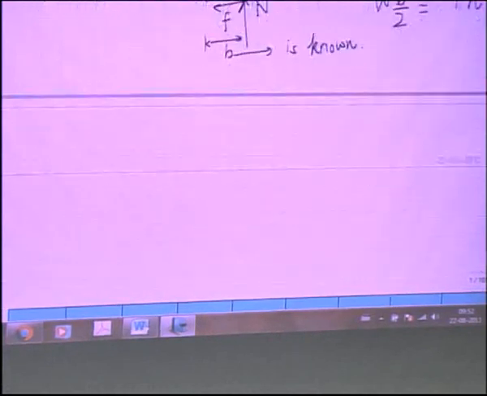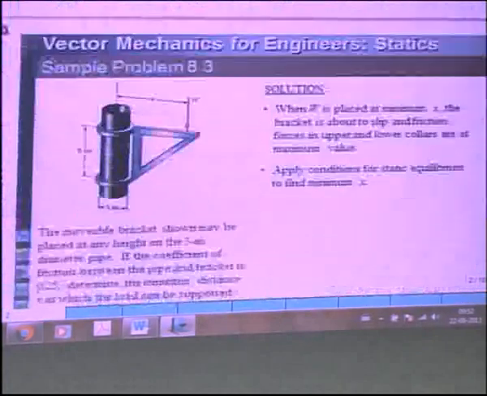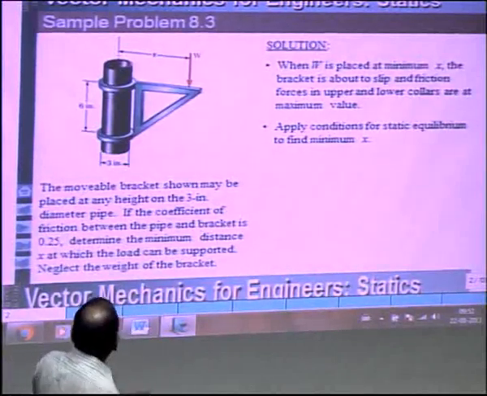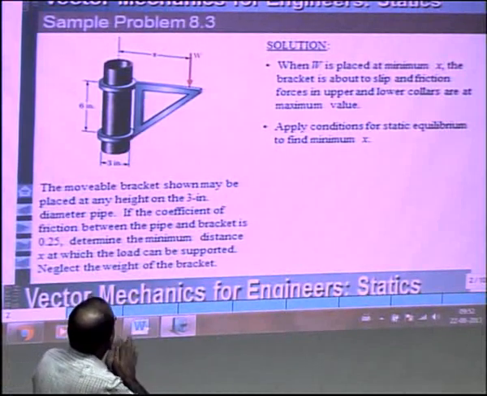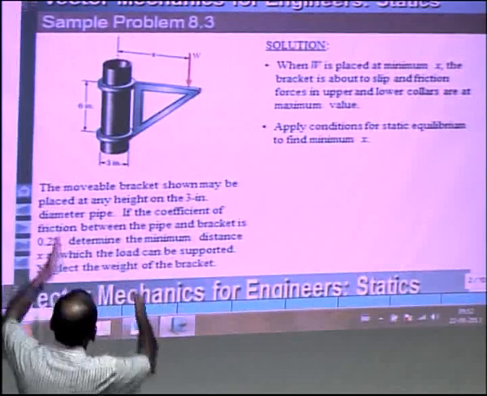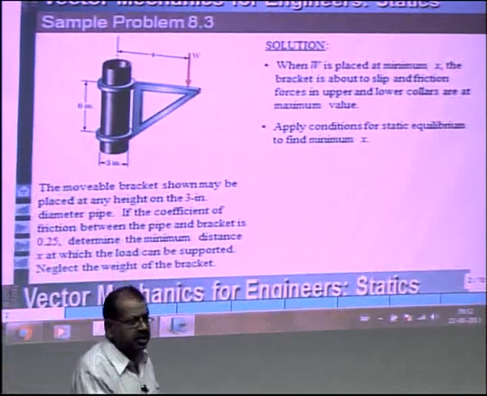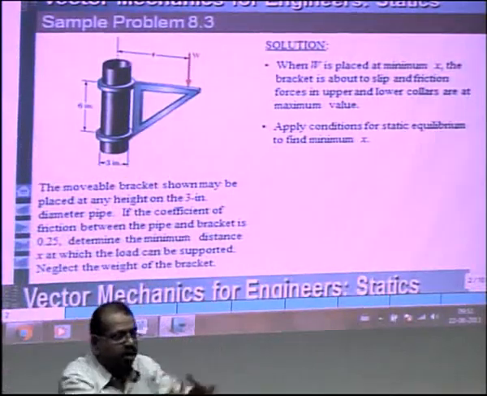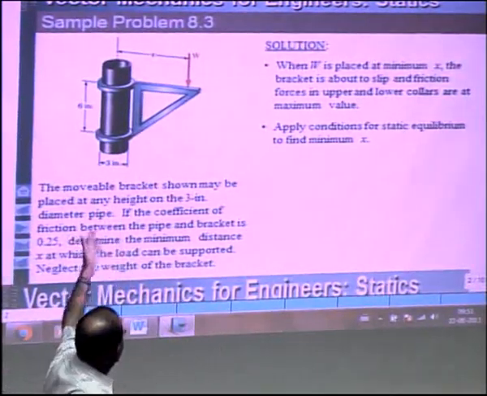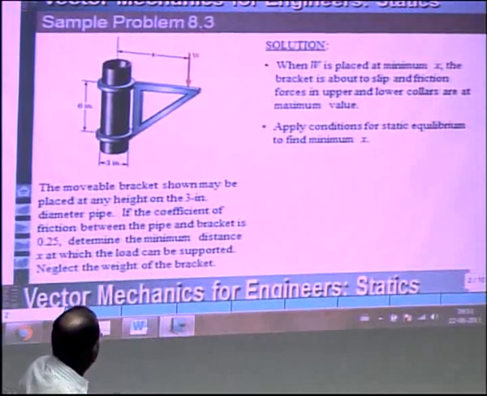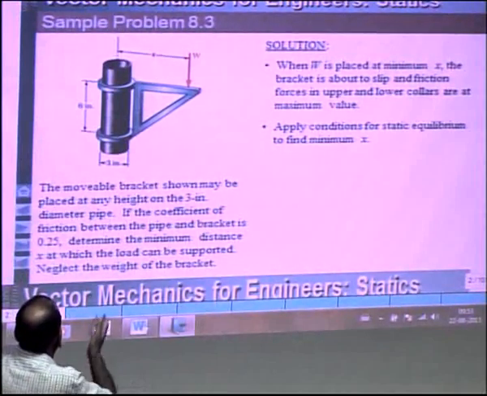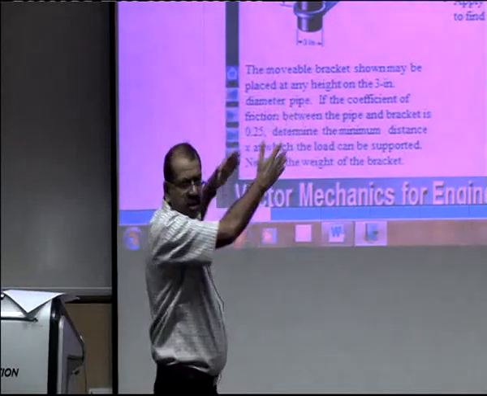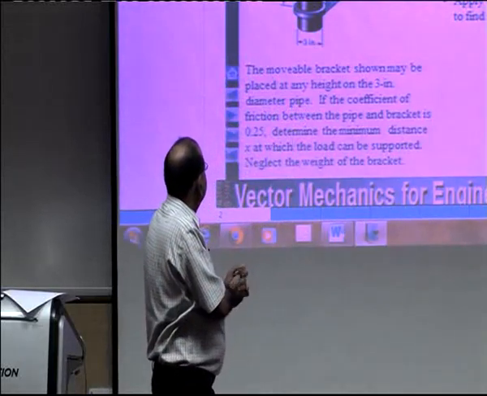Now, we can have a look at a similar problem from your book. I have taken it from the books, which was from the FPS edition, but it doesn't matter. We have a pipe on which a bracket is placed. There are two circular eye bolt type of things through which the bracket is hung on the pipe, and a weight W is acting on the bracket. It says the movable bracket may be placed at any height on the pipe. If the coefficient of friction between the pipe and the bracket is 0.25, determine the minimum distance x at which the load can be supported.